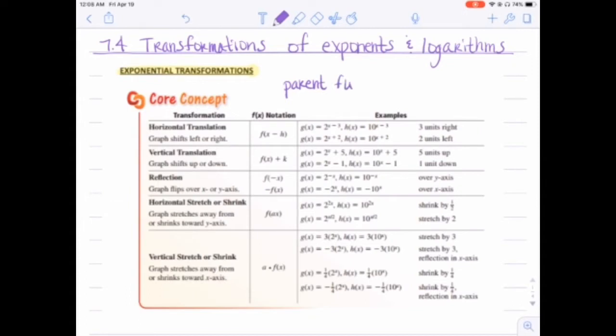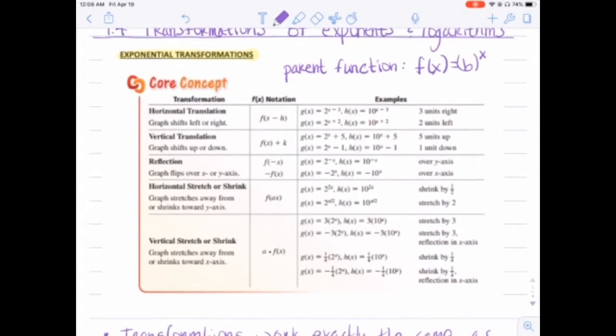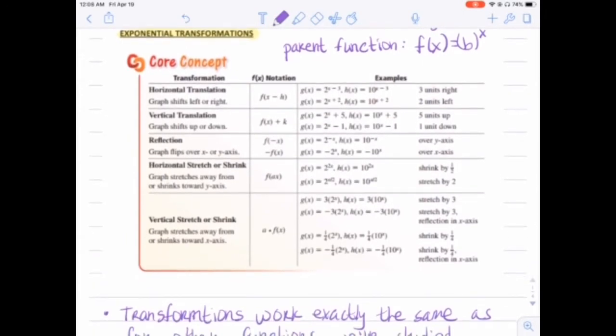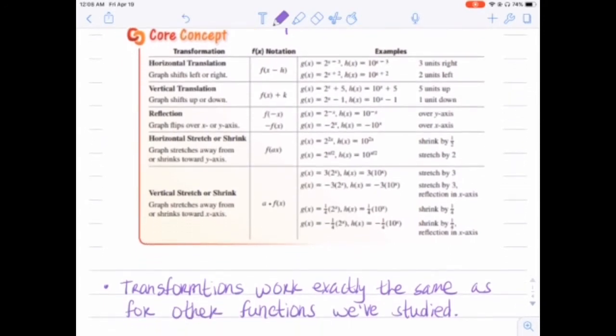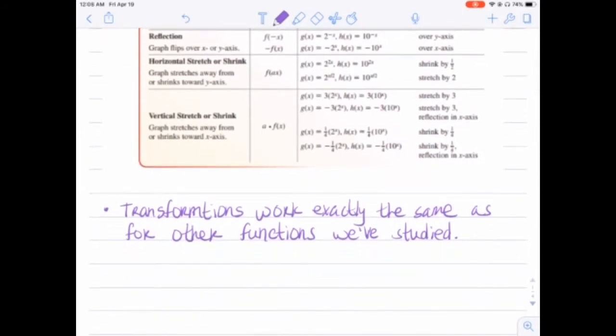when we're talking about our basic parent function for an exponential function, is f of x is equal to b raised to the x power. Now, the transformations we're going to talk about, I'm not going to go over these examples in depth because these are exactly the same as what we've done before. We still have horizontal translations and vertical translations, reflections over x or over y, and then horizontal and vertical stretches and shrinks. So again, these transformations work exactly the same as for other functions we've studied.